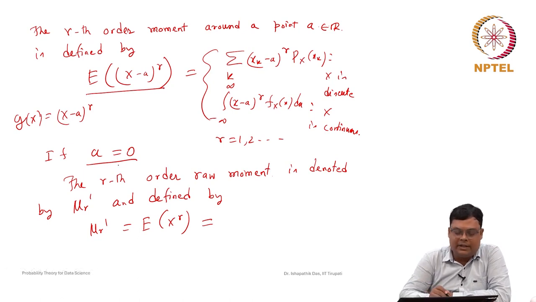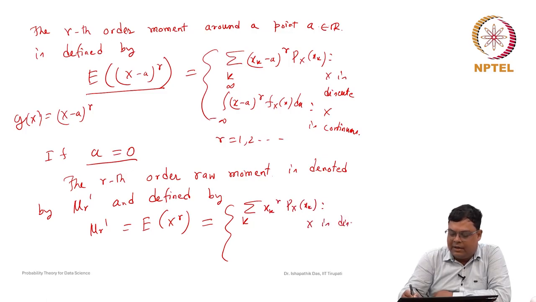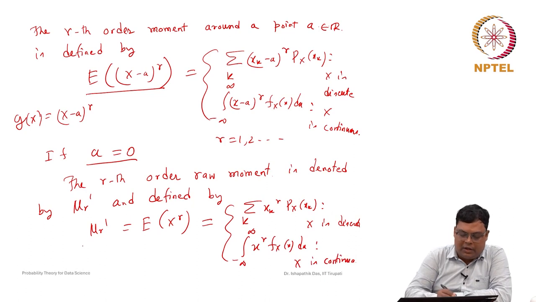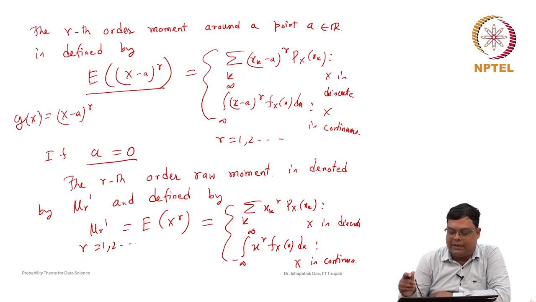Whenever you are putting a is equal to 0, then you will find the rth order raw moment, x to the power r by definition. So, this is nothing but summation over k of x_k to the power r, p_X of x_k, whenever X is discrete, and this is nothing but integral from minus infinity to plus infinity of x to the power r f_X(x) dx whenever X is continuous. So, this is called the raw moment, for r is equal to 1, 2 like this. In particular cases we will discuss that.